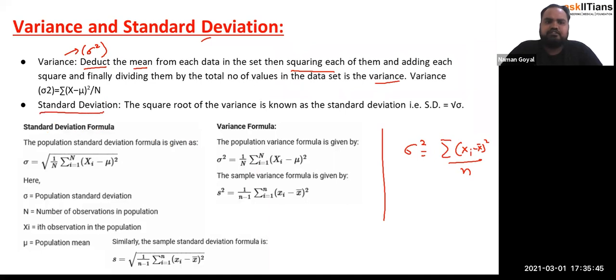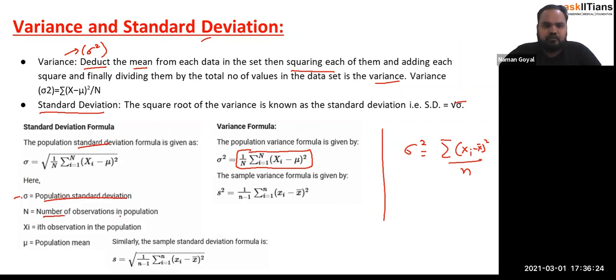Now standard deviation is what? The square root of variance is known as standard deviation. Simple as that. If I'm talking in simple language, standard deviation is the square root of variance. So it will be the square root of variance, sigma, right? Now the population standard deviation formula is sigma. See, this is variance, right? 1 upon n summation i equals 1 to n of xi minus mu square, right? So for sigma we have to take the square root on both sides. Now sigma is the population standard deviation.